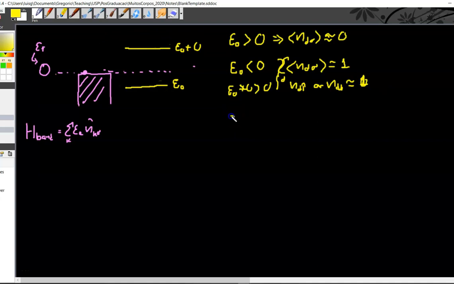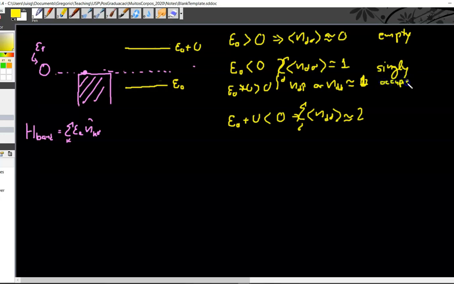Now, if epsilon 0 plus U is less than 0, then here it becomes more favorable for me to have 2 electrons. Okay, so the sum over sigma is approximately 2. So this is empty impurity, singly occupied, and doubly occupied.